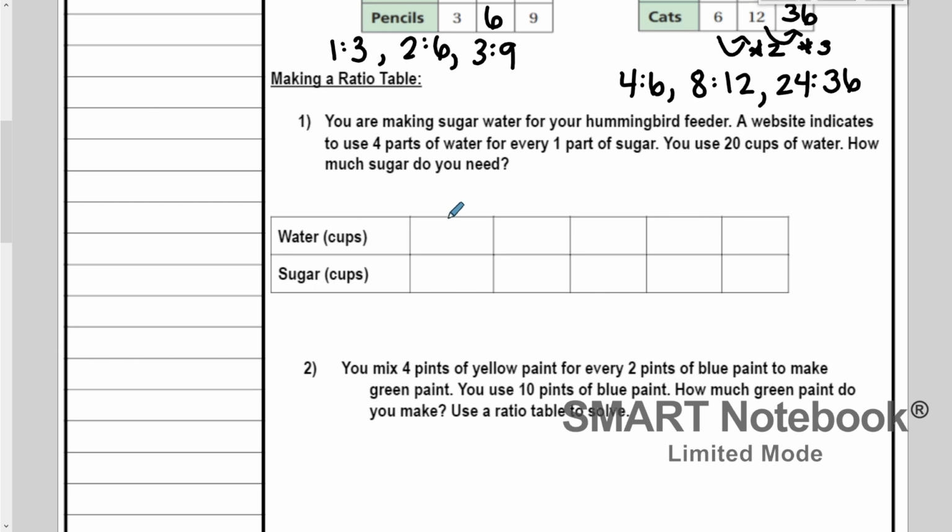Okay, so the first thing we do is we fill in our initial ratio. That initial ratio is the ratio that they give you at the beginning. That's what that recipe is going to be. So for water, we have 4, and for sugar, we have 1.